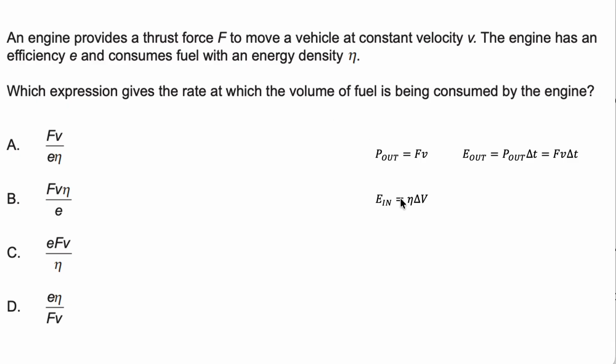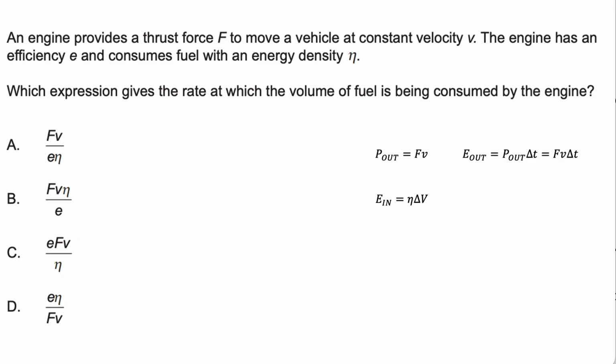Well, the input energy comes from the fuel, and as I burn the fuel, we're going to take that energy density, we're going to multiply it by the change in the volume of the fuel that we're using. Notice again here, I've got delta V and delta T. That's going to allow me to answer the question.